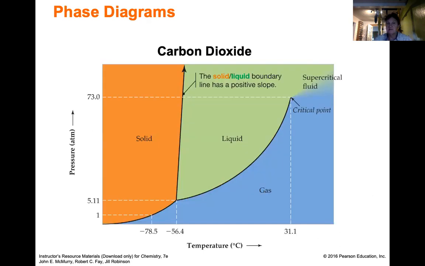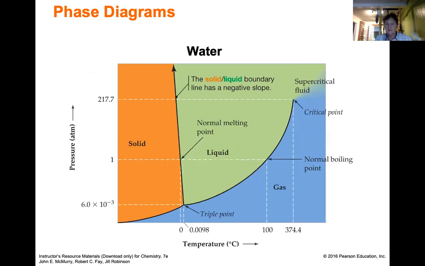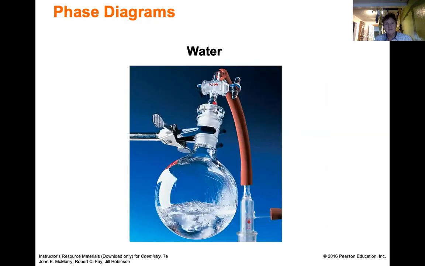So these are just some examples of phase diagrams, which we'll spend a lot of time talking about in class. The important features, like the slope of the solid-liquid line, whether it's positive or negative. This one for water, the solid-liquid line has a negative slope. We'll discuss these examples in class in great detail. This is just a picture of making water at the triple point so that in that container you have liquid, solid, and gas.